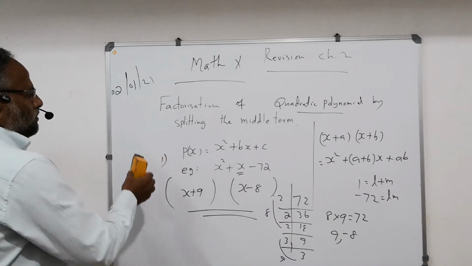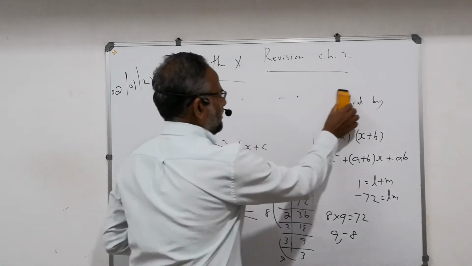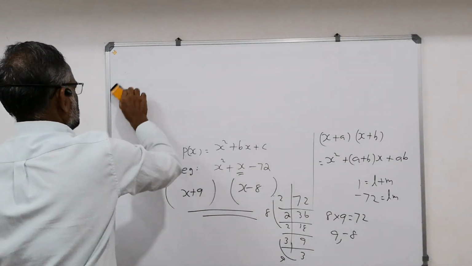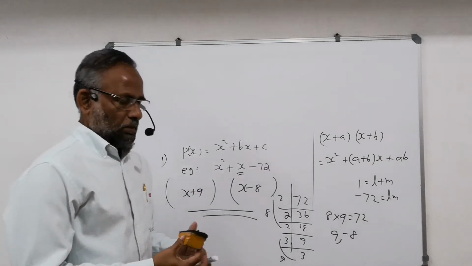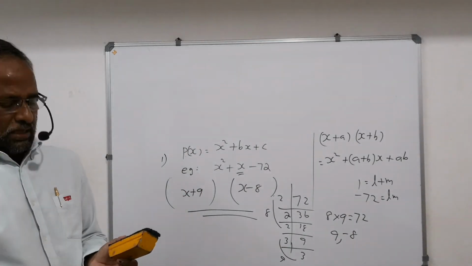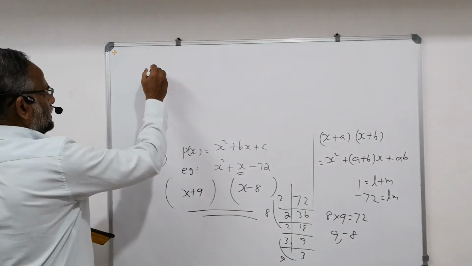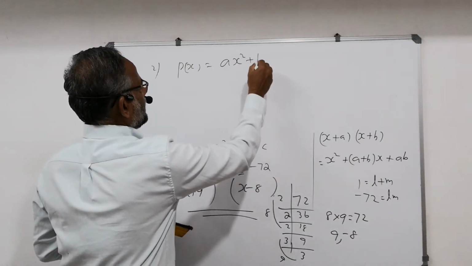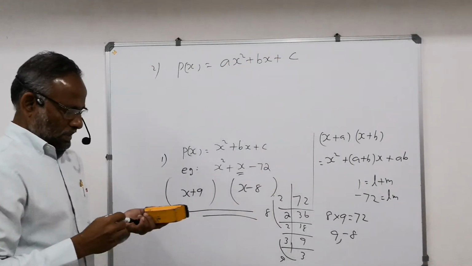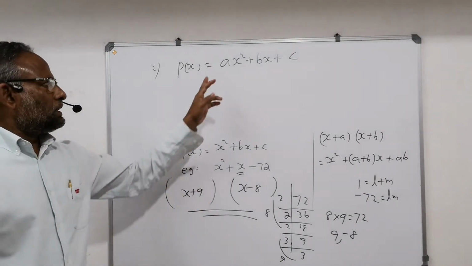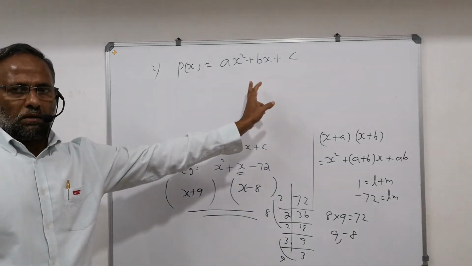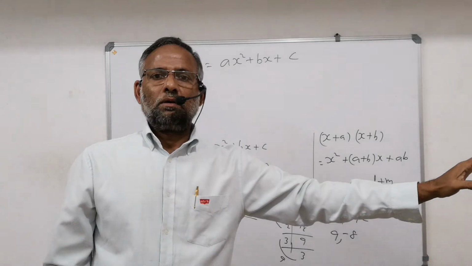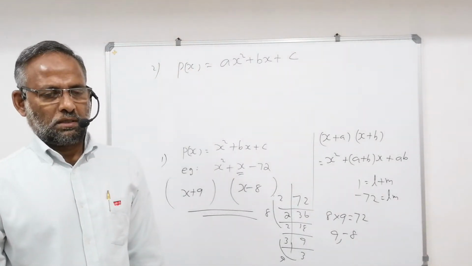Now, let me talk about the second one, that means the general form of that one. Actually, that is the concept for a quadratic equation. This also you studied in class 8, class 9, splitting the middle term. Now, second, Px is equal to ax square plus bx plus c. This is a polynomial I am talking about. You studied the quadratic equation ax square plus bx plus c is equal to 0, with LHS and RHS, for the equation.